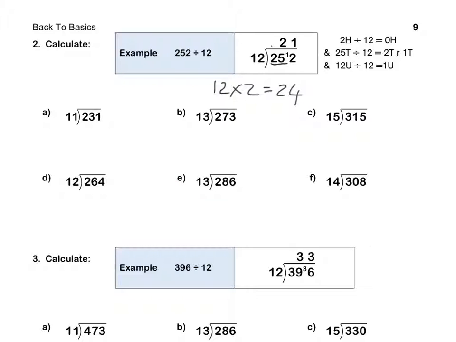Let's look at E. We're dividing by 13. On the side, 13 times 2 is 26. 13 can't fit into 2. 13 fits into 28 twice, remainder 2. And 13 fits into 26 twice. Press pause to complete question 2 by yourself.